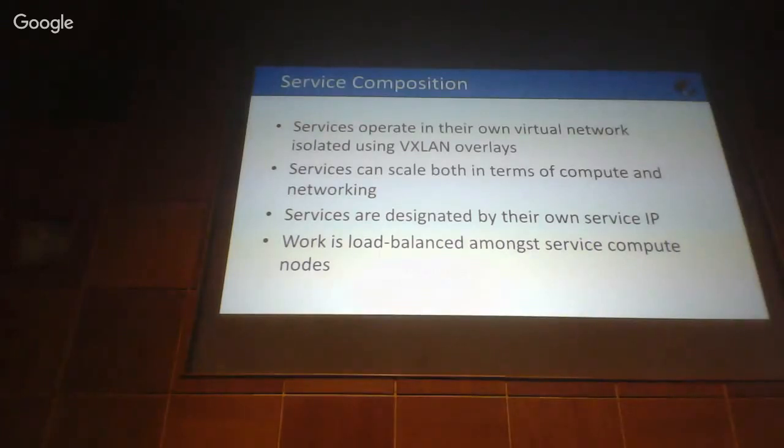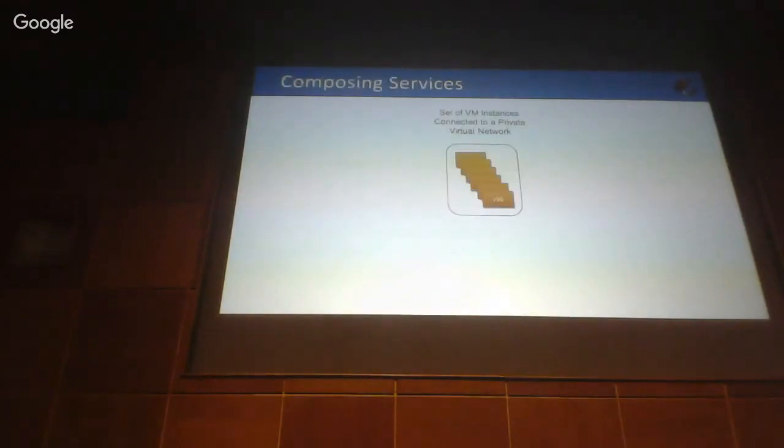So, like I said, each service operates in its own virtual network. Currently in CORD, these virtual networks are implemented using VxLAN overlays. The service can scale both in terms of compute as well as networking. And, in a bit more detail, services are designated by their own service ID. So for every service in the service chain, when you want to forward traffic to the next service, you just address the next service ID, which is a global IP for that service. And based off that IP, traffic is load balanced onto the next service.